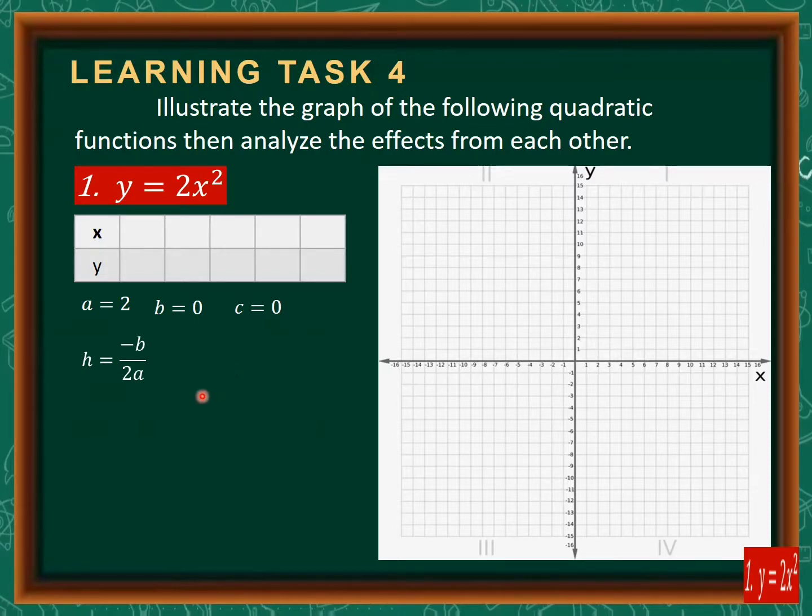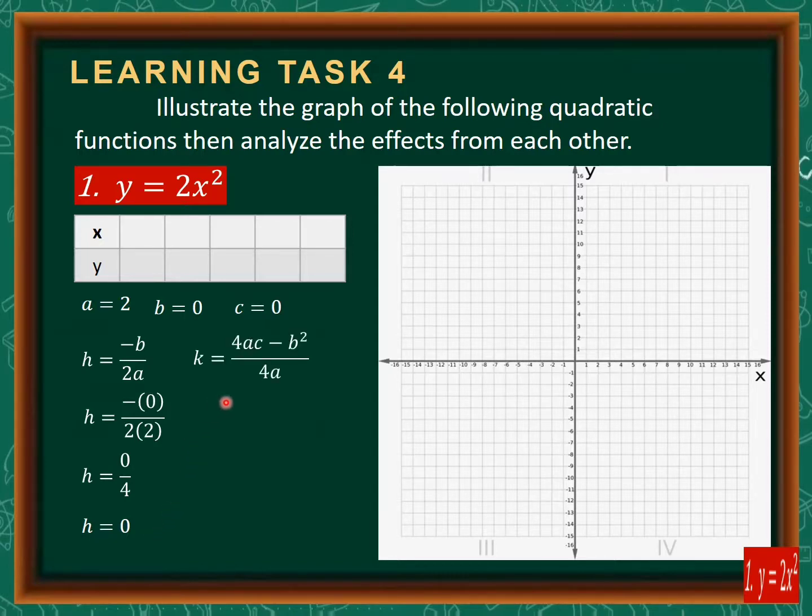We have h is equal to negative b over 2a. So substituting the values, we have negative 0, then 2 times 2. Negative 0, that is 0 over 4, and 0 divided by 4 is equal to 0. Any number, when 0 is divided by any number, the answer is 0. Now, if h is 0, then how about k?